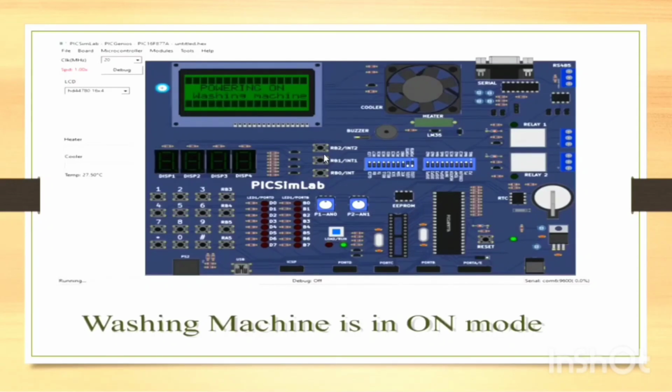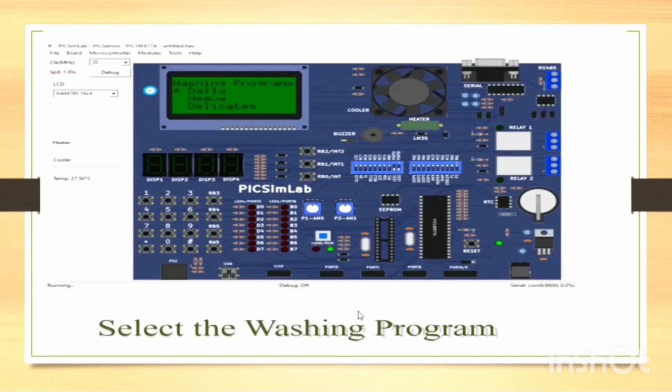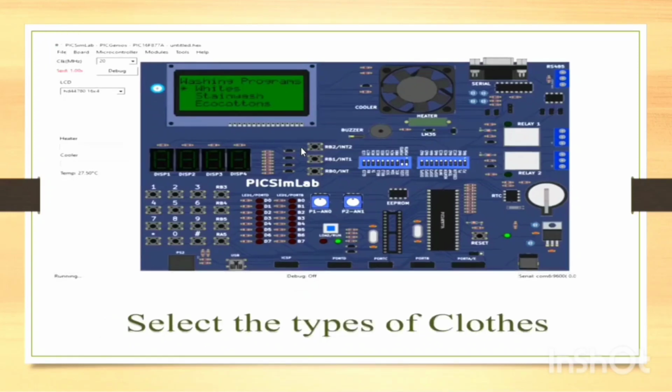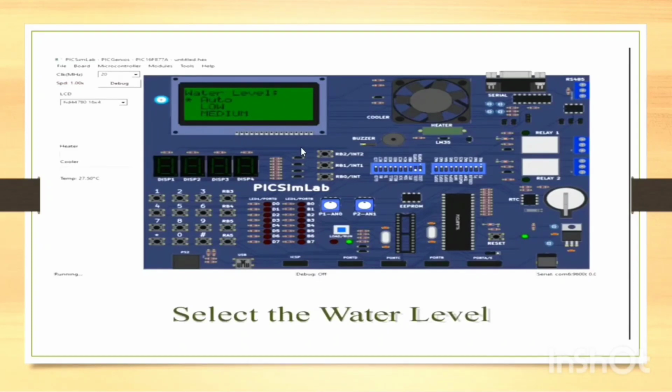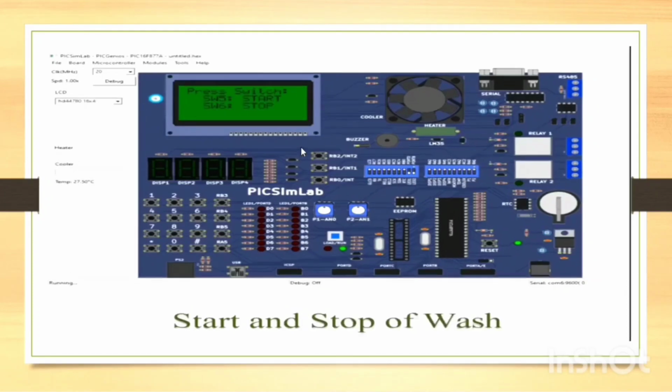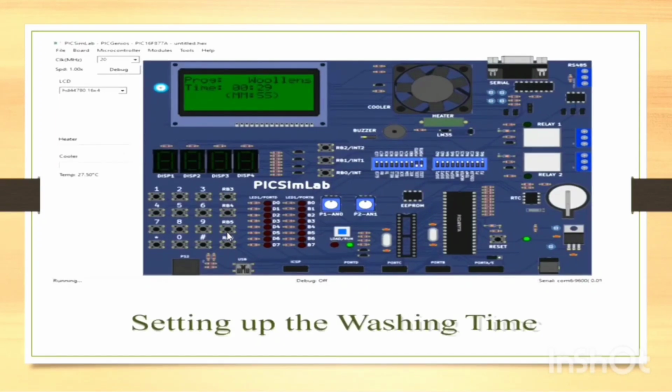After that we need to select the washing program. To do that, click the same button. Select the type of clothes, here we need to select particular clothes. Select the water level. And last, after washing, start and stop of wash is the same button to switch. Here we need to set the time to wash the clothes. After that we need to pause or rinse the clothes after starting the washing process.